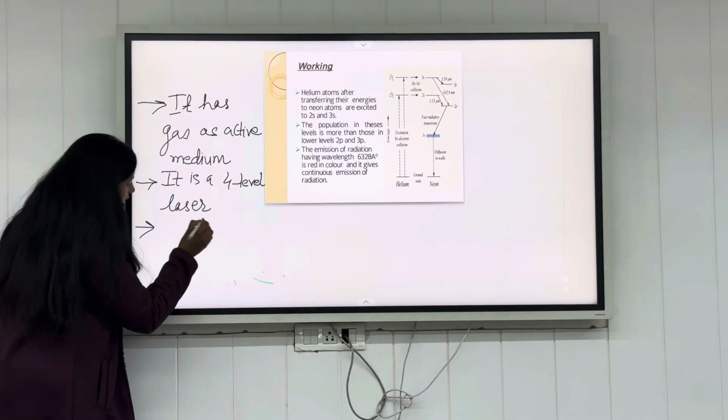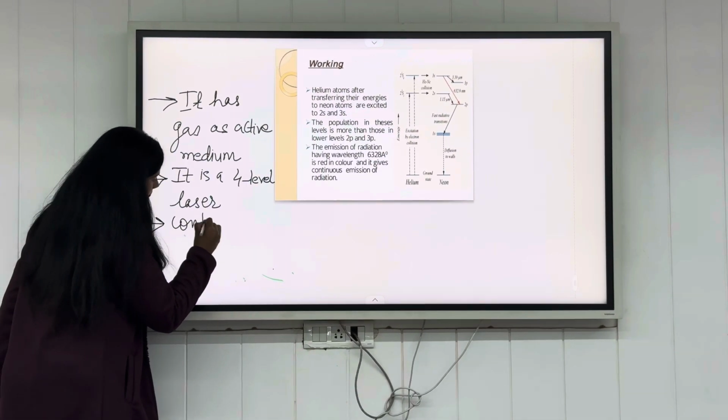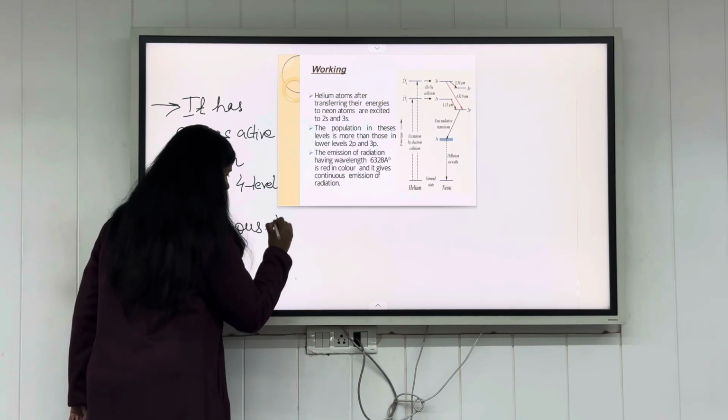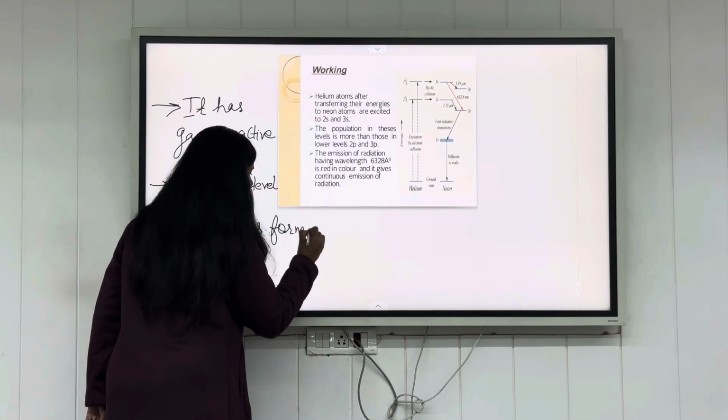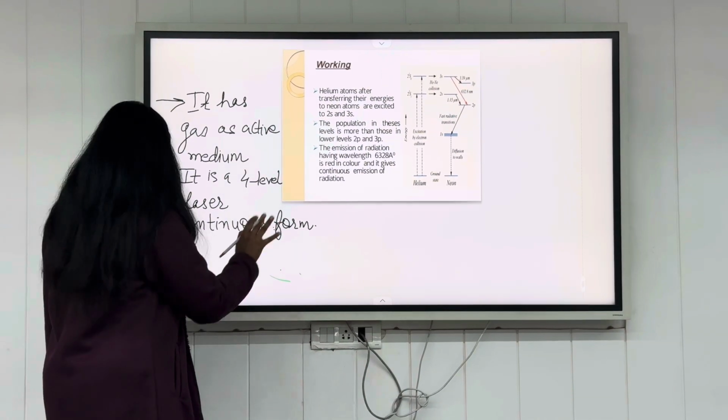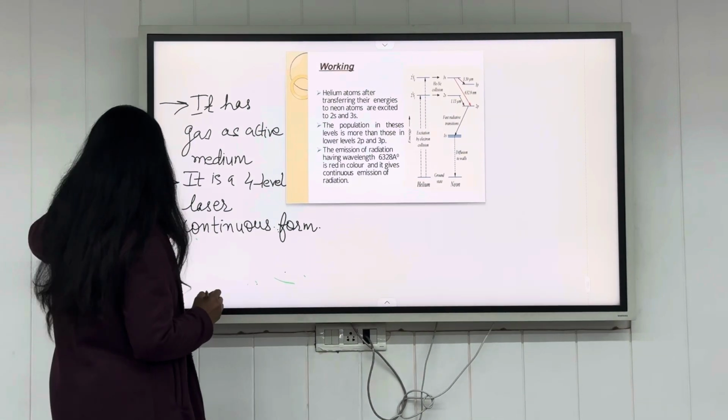Here the helium-neon laser is of continuous form. Red light will be attained after the laser action.